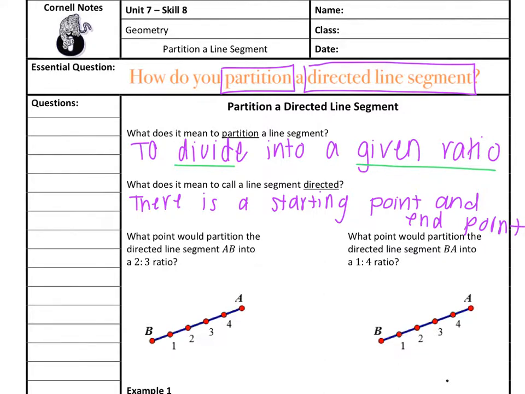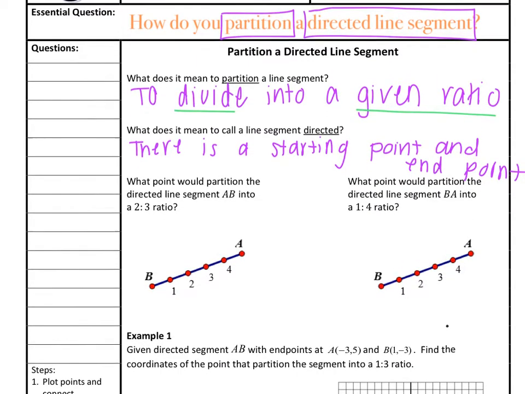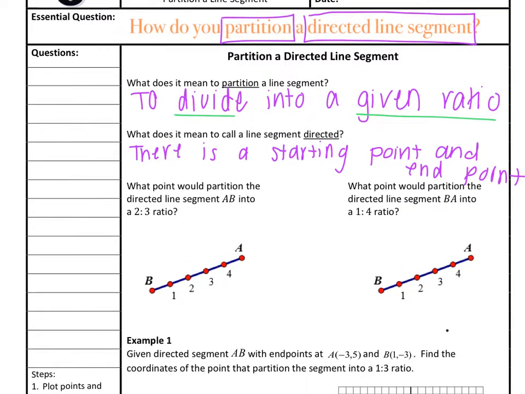Okay, so we're going to put these two things together here and look at a couple examples. It says, what point would partition the directed line segment AB? So that's our direction. A to B, so I'm going from A to B, into a 2:3 ratio.